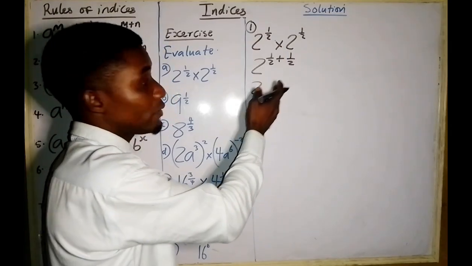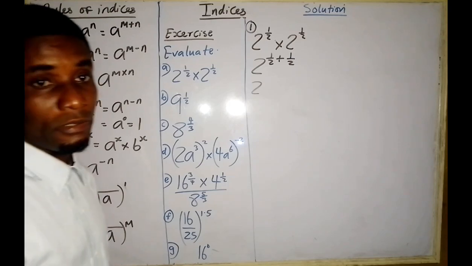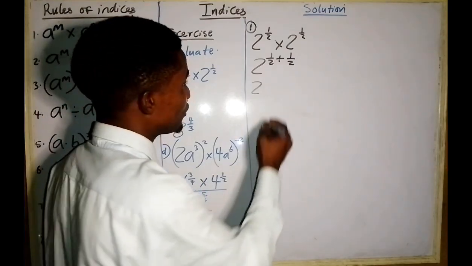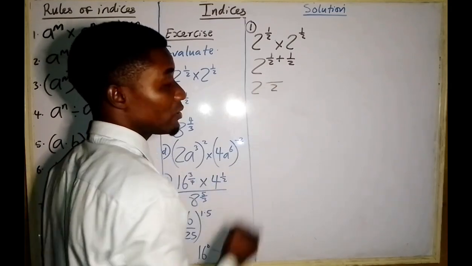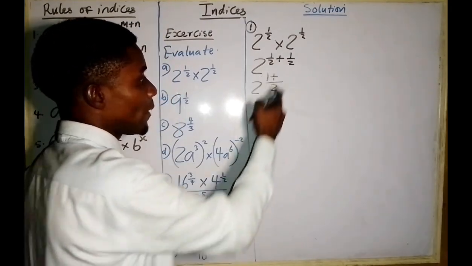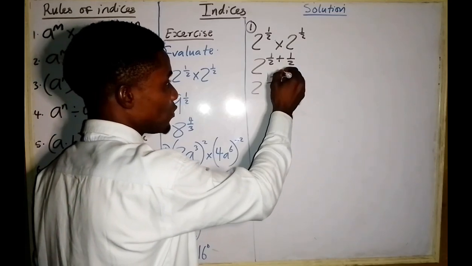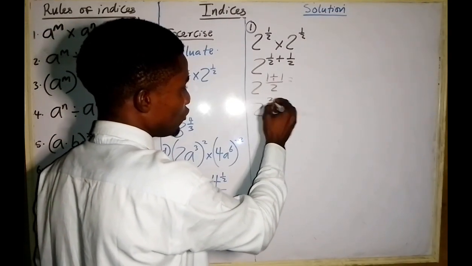Now, adding up this index, we're going to apply our knowledge of fractions with the same denominator. Since the denominators are the same, we divide by 2. 2 in 2 is 1, 1 times 1 is 1, 2 in 2 again is 1, 1 times 1 is 1. So we're going to have 2 raised to the power of 2/2.